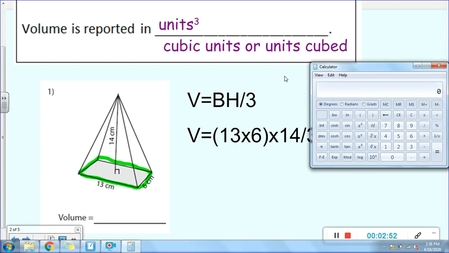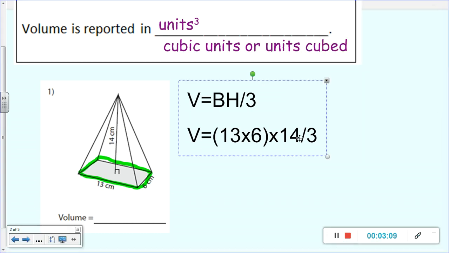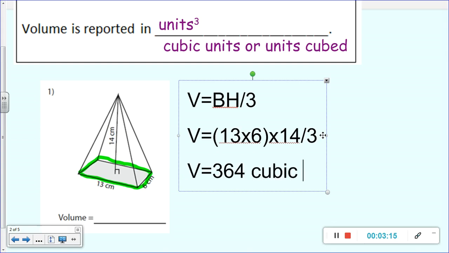Okay. So in my calculator, I'm going to do 13 times 6, and then that gives me the area of the rectangle times the height of the pyramid. But because it's a pyramid, I then need to go through and divide it by 3. So that means that the volume of my pyramid is 364 cubic centimeters. Oh, not kilometers, sorry, centimeters.